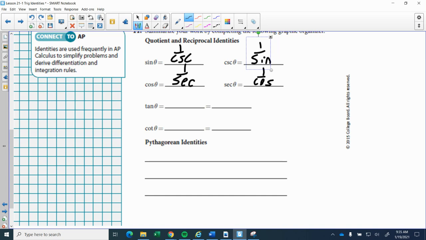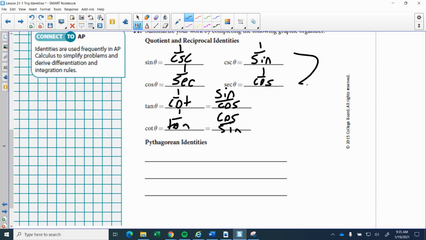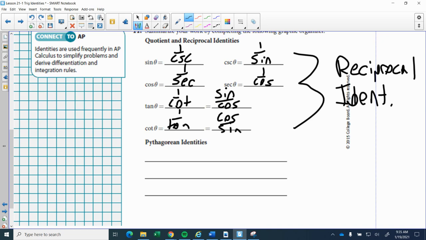Tangent and cotangent have 2 different values. You could either go 1 over cotangent and 1 over tangent, or you could do sine over cosine and cosine over sine. Okay? This grouping right here are reciprocal identities.